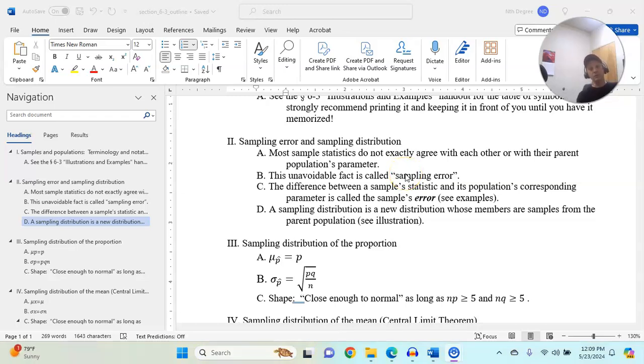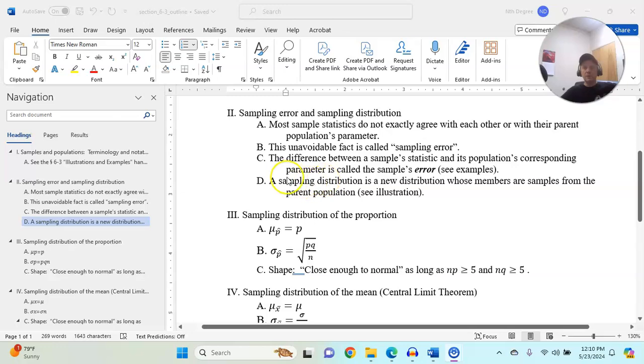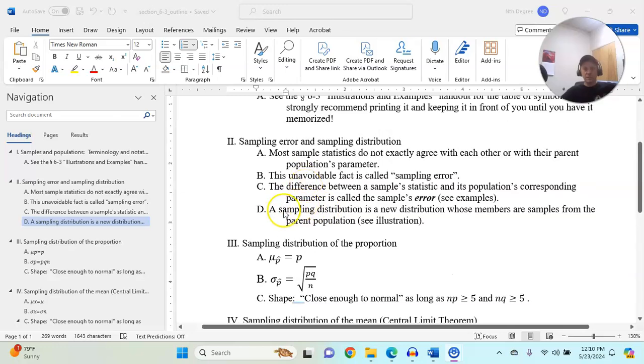In the last video clip, we introduced ourselves to the concept of a sample's error, which is, again, the difference between that sample statistic and its population's corresponding parameter. Now we're ready to develop another really big concept, which is the idea of a sampling distribution. A sampling distribution is a new distribution whose members are samples from what I will now call the parent population. That's quite a big bite to chew on, so we're going to walk ourselves through this for a few minutes.